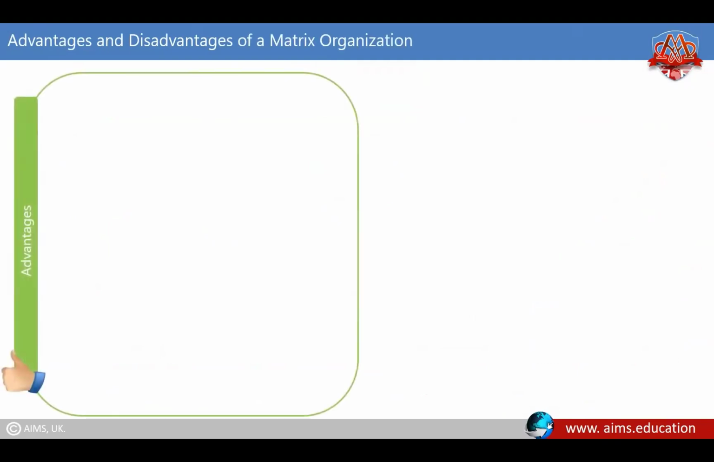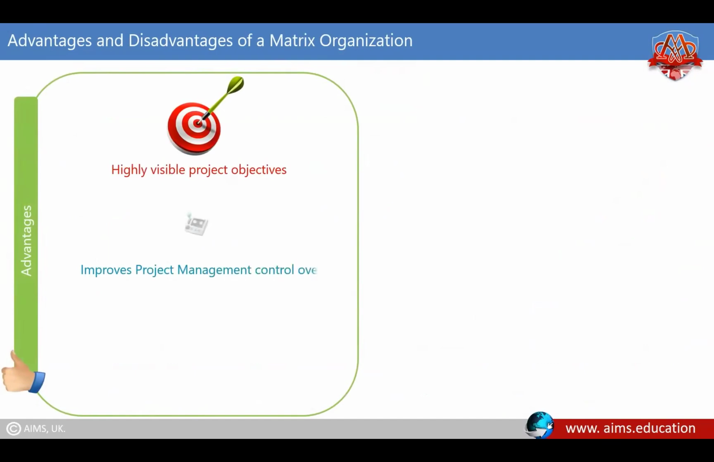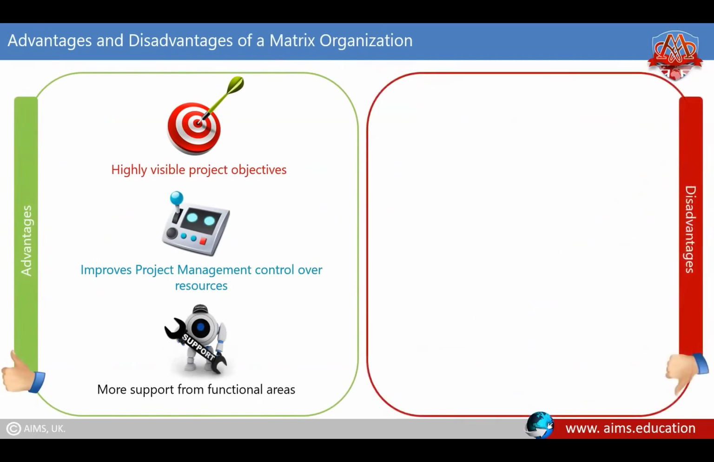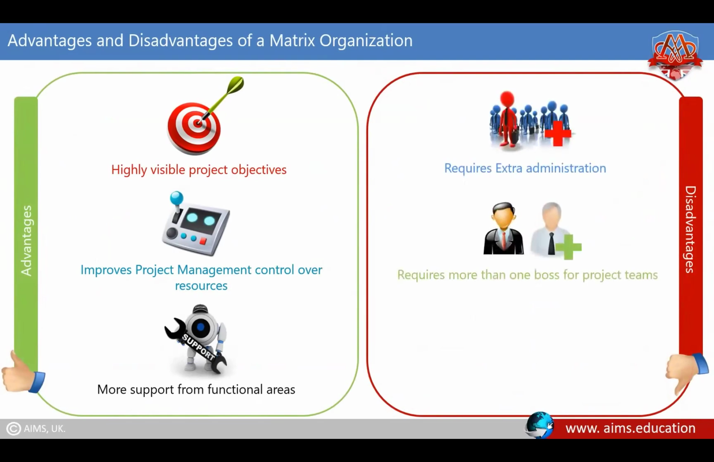Following are the advantages and disadvantages of the matrix organization structures. Advantages of matrix organization are as follows. It has highly visible project objectives. It improves project management control over resources. It has more support from functional areas. The disadvantages of a matrix organization are as follows. It requires extra administration. It requires more than one boss for project teams. It is more complex to monitor and control.